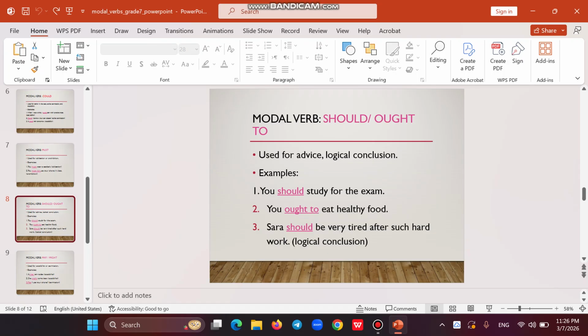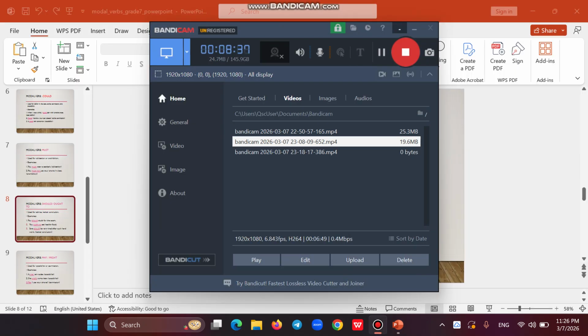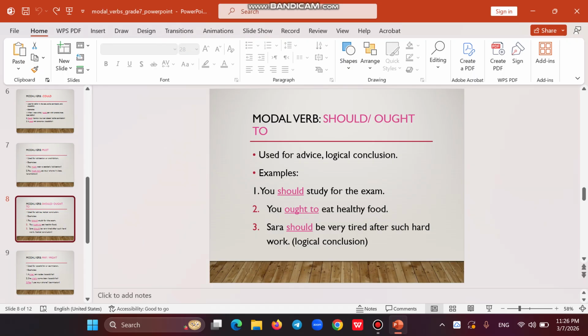Now we will move to should and ought to. Should and ought to, they have the same meaning and they are used for the same meaning. They are used for advice and logical conclusion. Example, you should study for the exam. This is what do you think? This is advice. I am advising him to study for the exam.